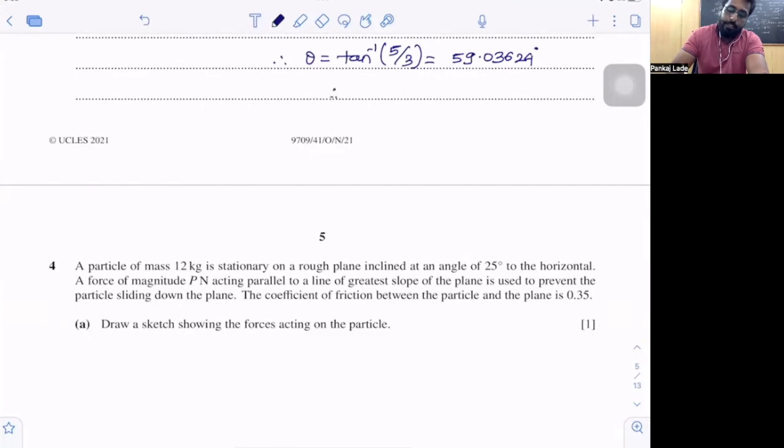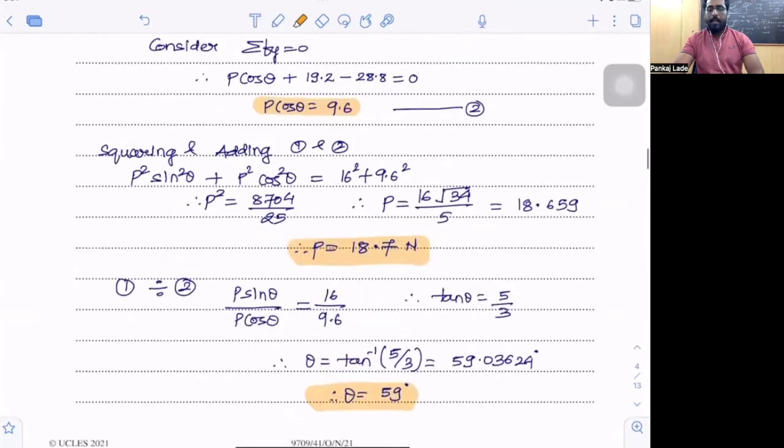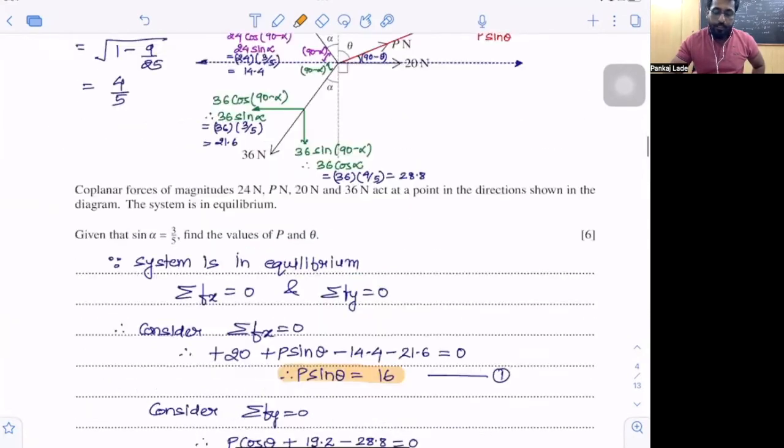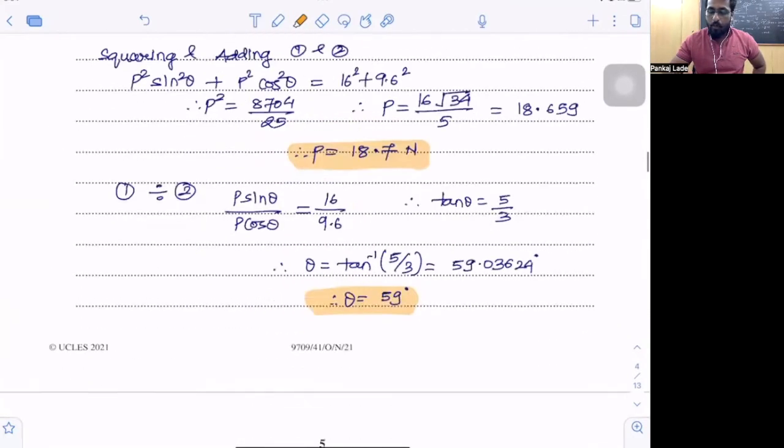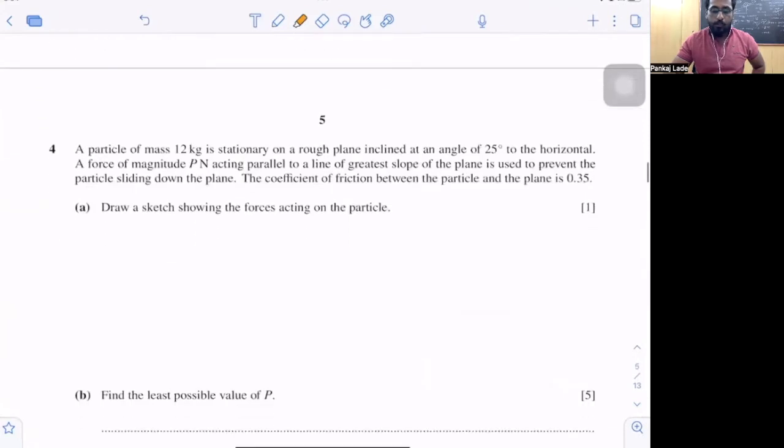So therefore, theta is equal to 59 degrees. So that's your answer for theta also. So I've got the value of P and the value of theta. So that's how we have solved question number 3, right, students? So I'm pretty confident that this question is also understood by you.